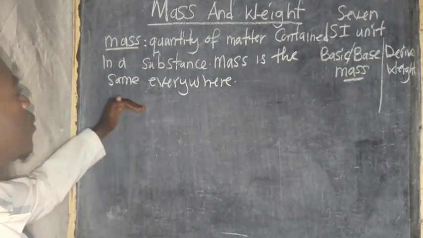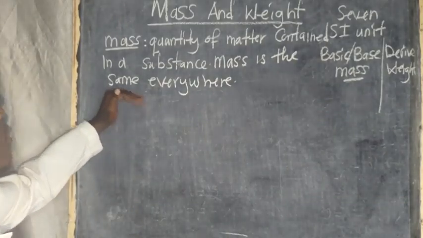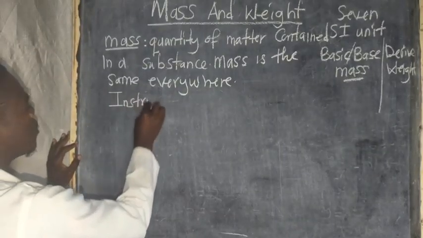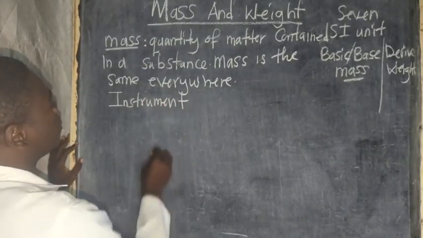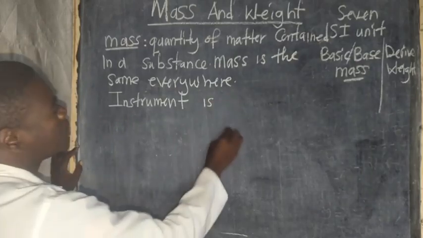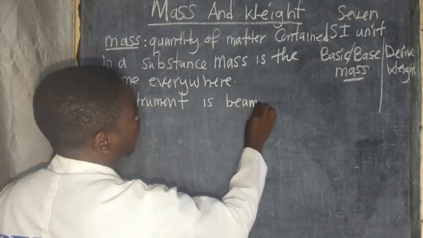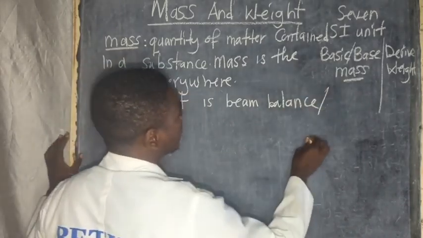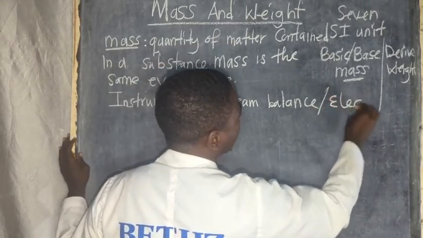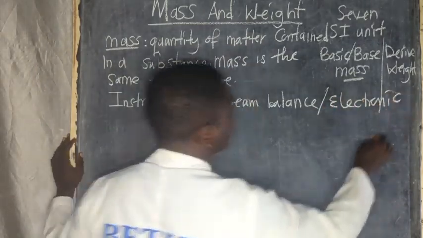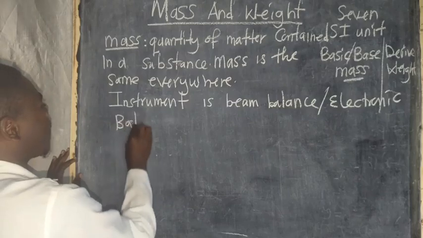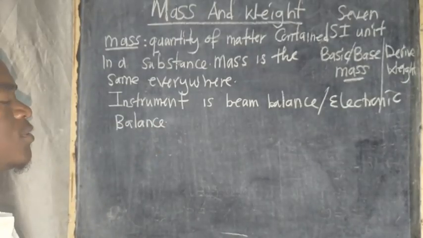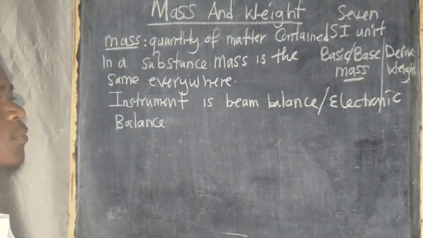Now, we look at an instrument that is used to measure mass. What instrument do we use to measure mass? The instrument that is used for mass is what we call a beam balance. We call it a beam balance. Since the world has now advanced, we can also use what we call an electronic balance. So these are two instruments that are used to measure the mass of an object.